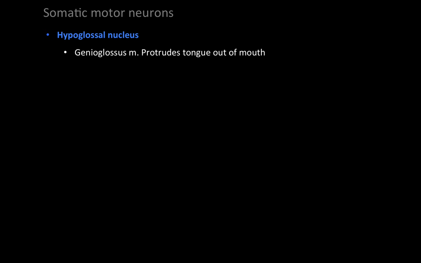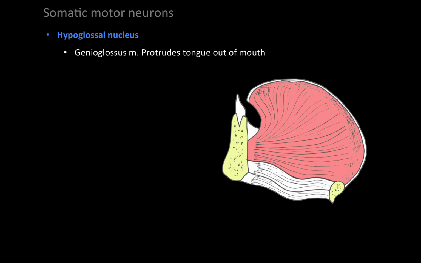So the hypoglossal nucleus innervates all these tongue muscles, but a big one is the genioglossus muscle, which is responsible for protruding the tongue out of the mouth. So here's a mid-sagittal section through the oral cavity, and there is our genioglossus muscle. Genio means chin, glossus means tongue, and when it contracts, it takes the tongue and sticks it out of your mouth, as in na, na, na, na, like that.